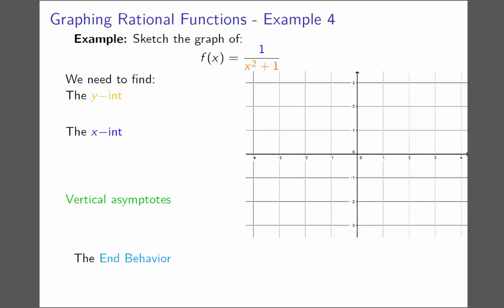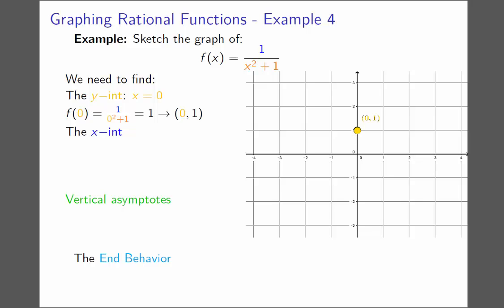To find the y-intercept, we look when x equals 0. Evaluating our function, we get that f of 0 is 1 over 0 squared plus 1, which is just 1 over 1, which is 1, leading us to the y-intercept (0, 1), which we can put on our graph.